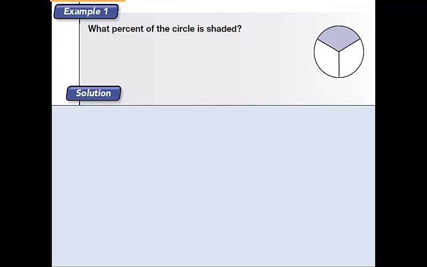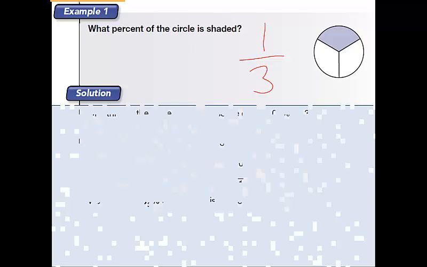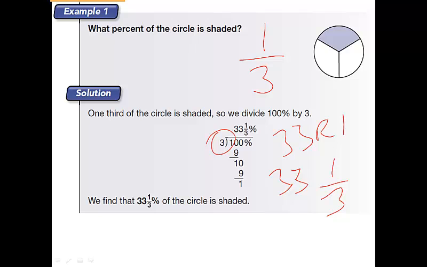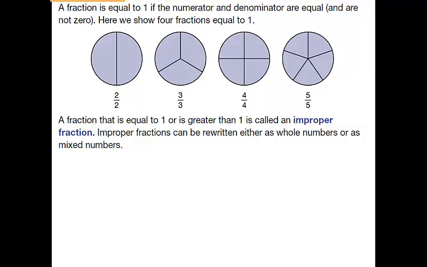So, what percent of this circle is shaded? Well, the fraction you should be able to see right away is 1/3. So what percent is that? That would be 100 divided by 3, which works out to be 33 with remainder 1. So 33 remainder 1 is 33 and 1/3. So 33 1/3% is our answer.